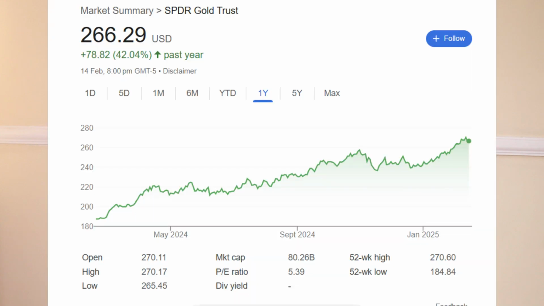I'm going to take the name again. It's called SPDR Gold ETF, which is tracking the price of gold on the commodity market. Basically, we are able to buy gold without having to physically hold the bar. That's the great part about it.